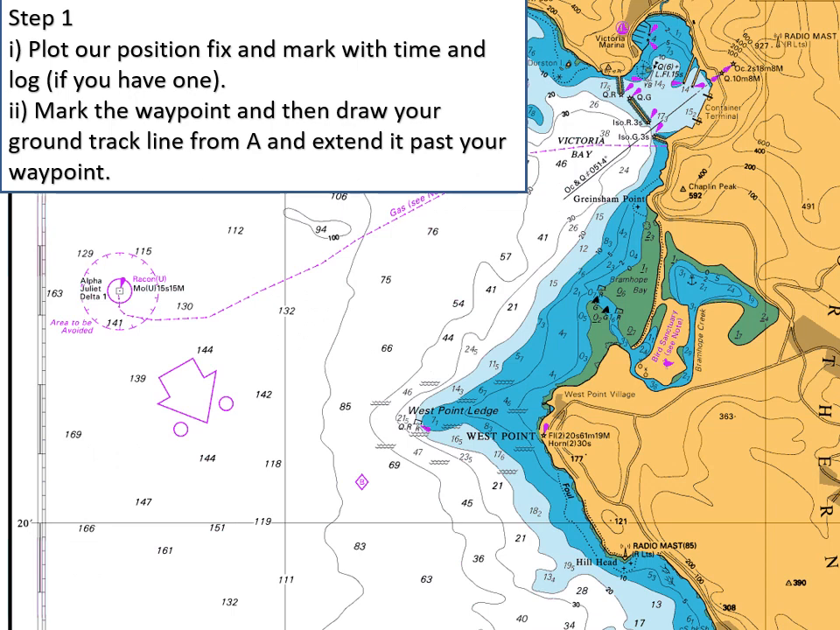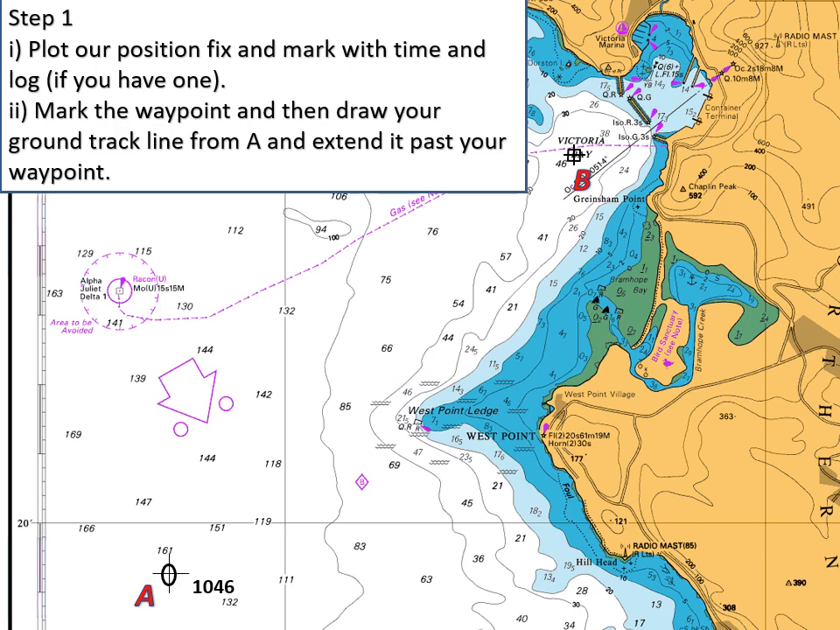Step 1, we need to plot our position fix on the chart. We put a time next to it and we mark it as point A. Next, we mark our waypoint on the chart with a box with two lines through it. Mark this as point B.